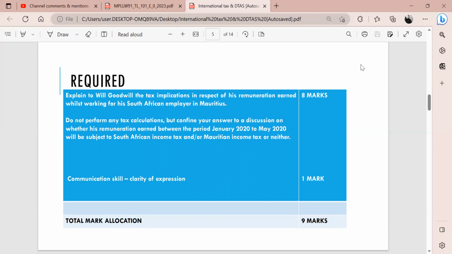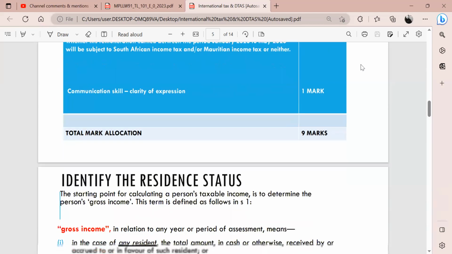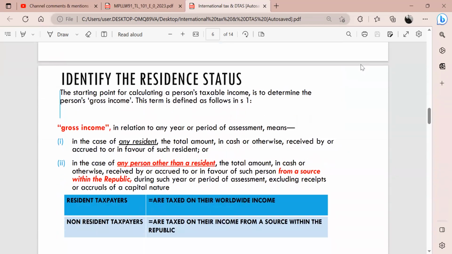So how do you approach a question like this? Step number 1, you have to identify the residence status of the taxpayer. Is this person a resident? Is this person a non-resident? Now, the starting point for calculating a person's taxable income is to determine the person's gross income. This term is defined as follows in Section 1 of the Income Tax Act.